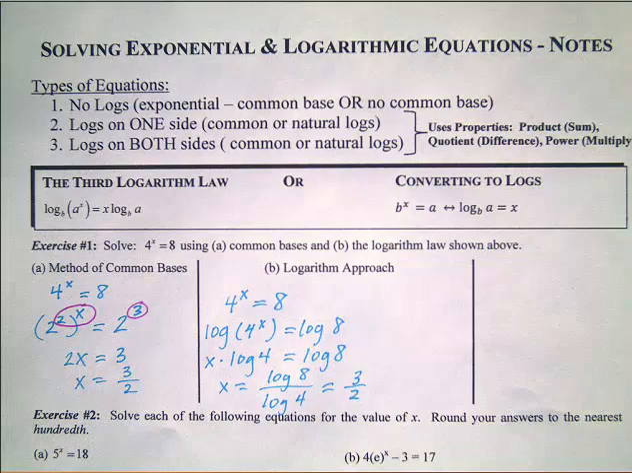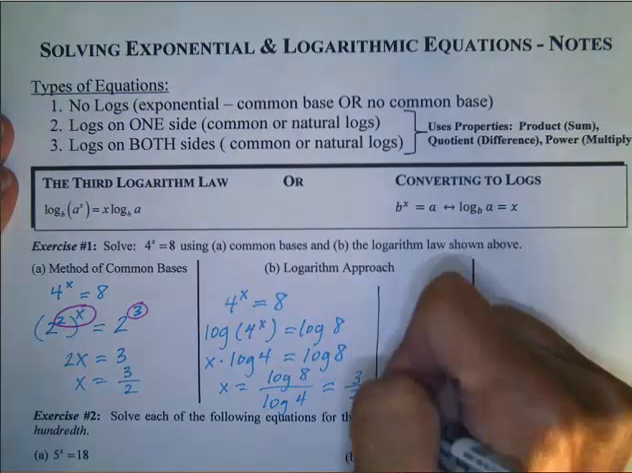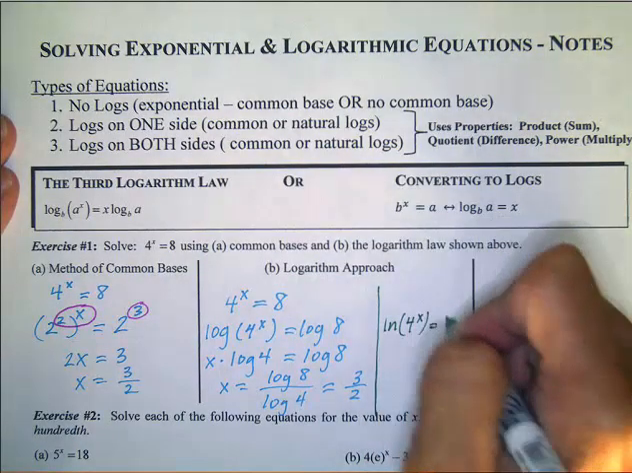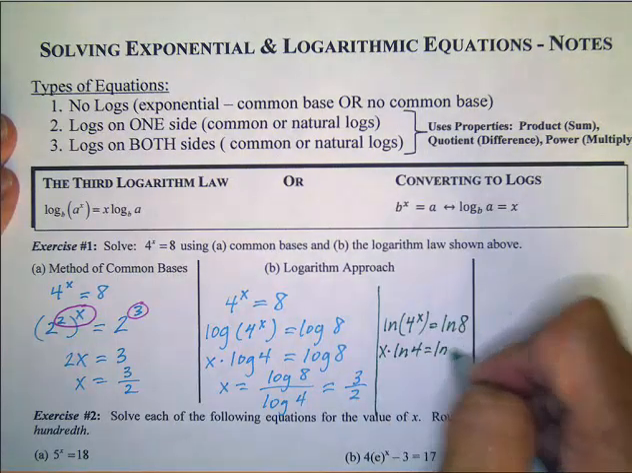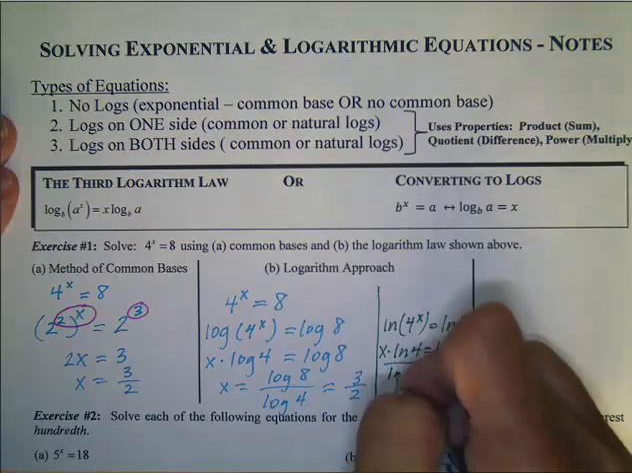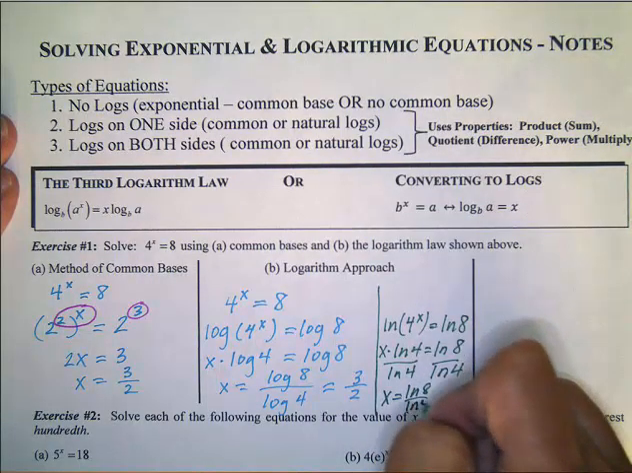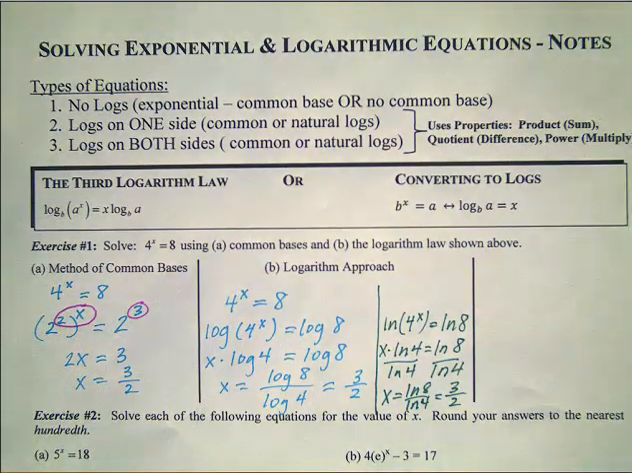Now we could do this log approach exactly the same way with ln if we wanted to. So instead of using common logs, we could use natural logs. Well, guess what? The exact same thing happens. So x equals ln of 8 over ln of 4. Plug that in your calculator, and again, you get 3/2. All right, so when we use the log approach, we can either use common logs or natural logs. And since we're doing the same thing on both sides of the equation, it's good to go.